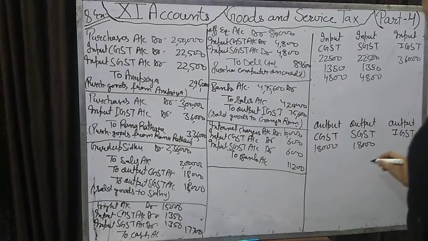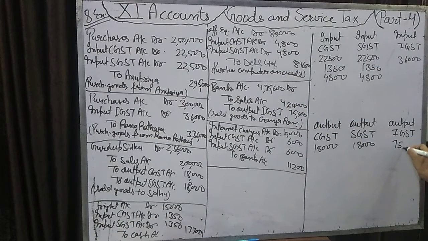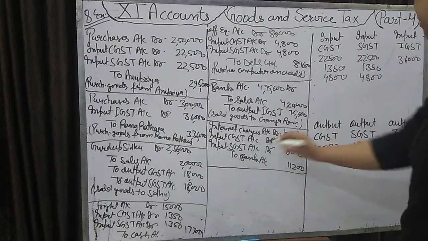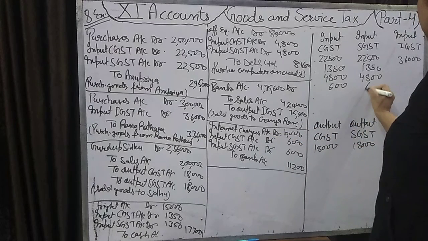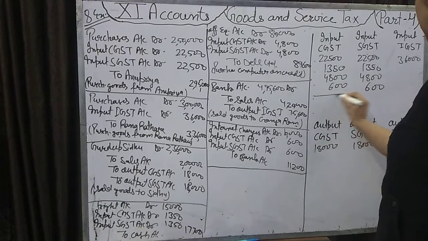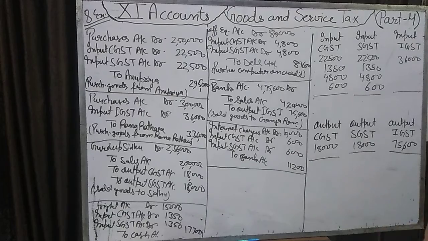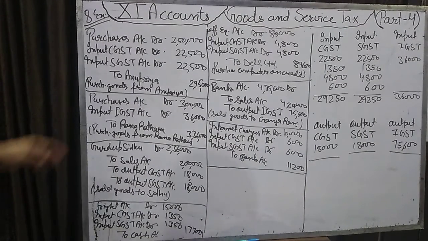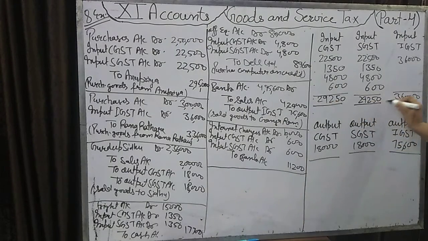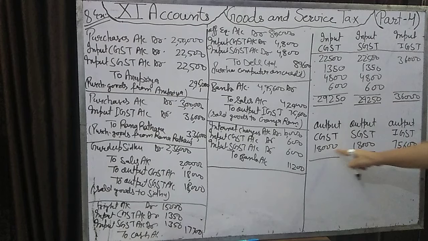In this entry also input CGST and input SGST 4,800, 4,800. Here output IGST 75,600. Here input CGST and SGST. Okay. Now do the total of all these GST. After that we will adjust. So yes students, we have done the total of this. This is the total input CGST, SGST, IGST and this is the output CGST, SGST and IGST.